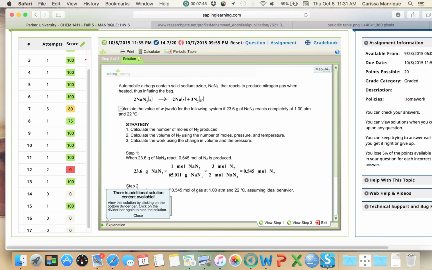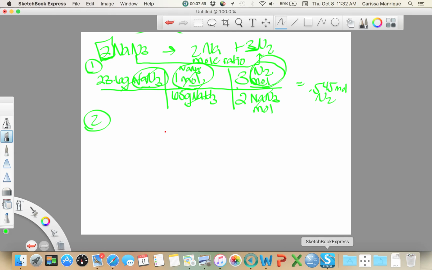It says, now calculate the volume of N2 using the number of moles, pressure, and temperature. So when you see moles, pressure, temperature, volume, right away you should think PV equals nRT. Okay, so let's come back here. PV equals nRT. So why did we do step 1? To find moles, which is n. So we know n is going to be 0.545 moles.